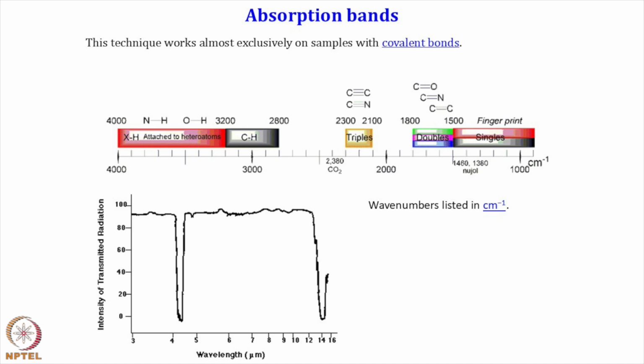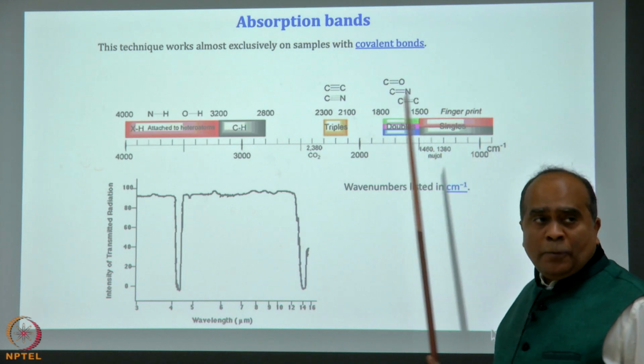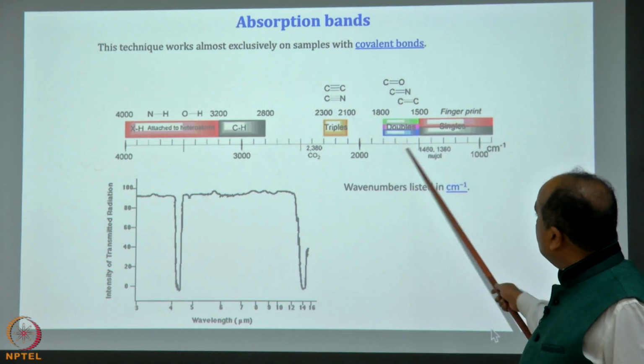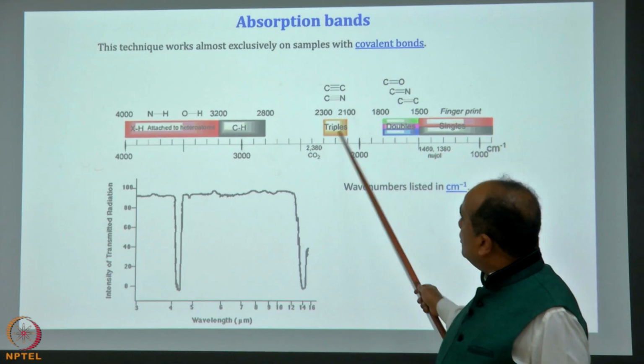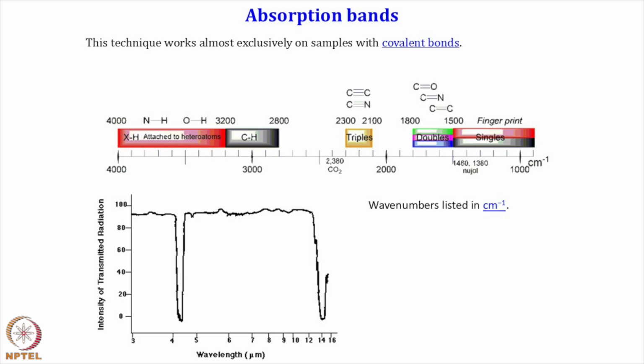Now the absorption band. This technique is almost exclusive to samples with covalent bonds, and this is where we get the IR spectrum. Each of these gives you a fingerprint. If my molecule has a double bond, you get it here, single bond you get it here, triple bond you get it here, CH you get it here, XH you get it here. Looking at what the functional group is, whether single bond or double bond, we have a different region in the IR spectrum.